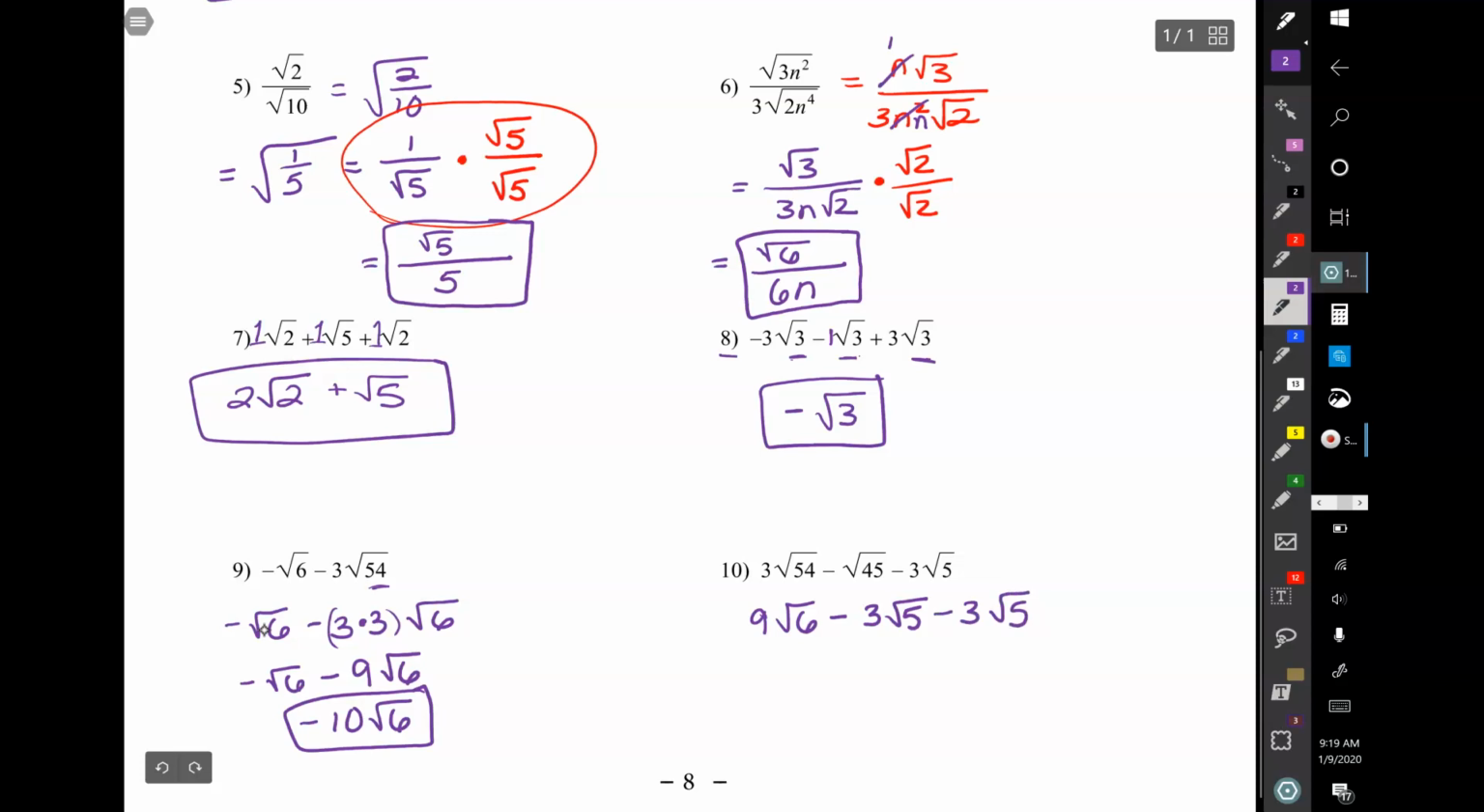So I can't combine everything, but I have these square root of 5s, or sometimes we just say root 5 if it's square root, that I can combine. And so I would have 9 square root of 6 minus 6 square root of 5 as my final answer.